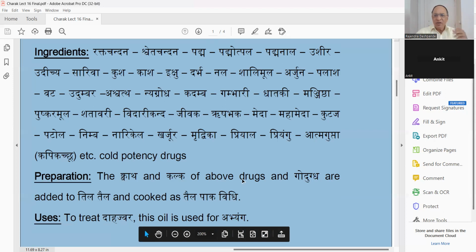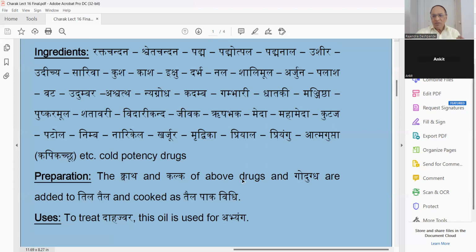Okay, so abhyanga does not mean that you have to massage the full body vigorously, nothing. You can put cotton plates, cotton strips soaked in the chandanadi tail and put at the different sensitive places.